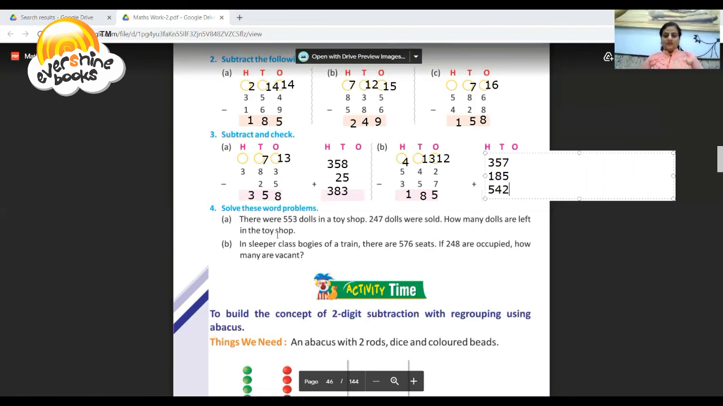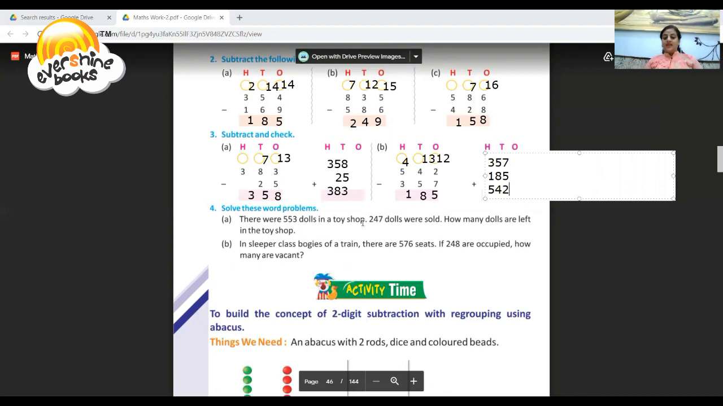Solve these word problems. I'm going to explain it and you are going to do it in your copy with your good handwriting. There were 553 dolls in a toy shop. 247 dolls were sold. How many dolls are left in the toy shop? Okay, so dolls in a toy shop were there and they are sold means they are sold out. And how many dolls are left? Left means बच गई. Wherever left is coming, the word problem is related to subtraction. So we are going to less it.